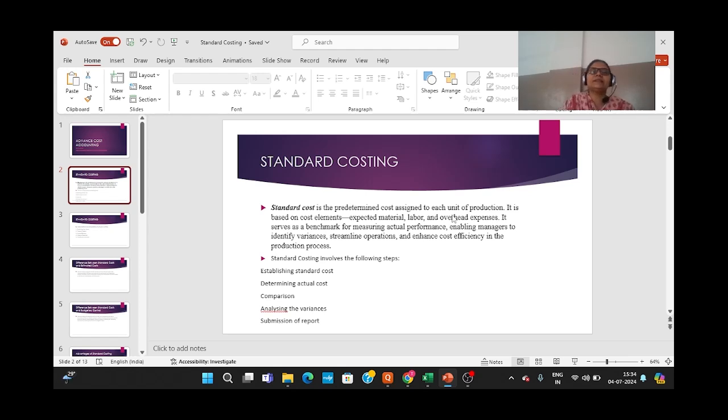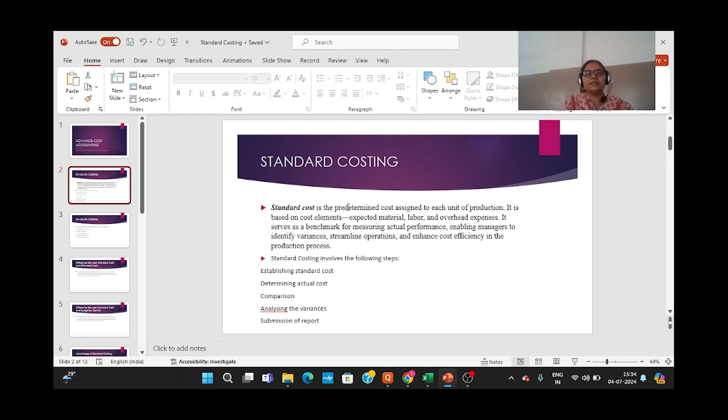Basically, in simple terms, you can understand it as a predetermined cost. It means it is determined beforehand, before incurring any cost of production. Standard cost is a predetermined cost which is calculated from management standards of efficient operation and the relevant necessary information.